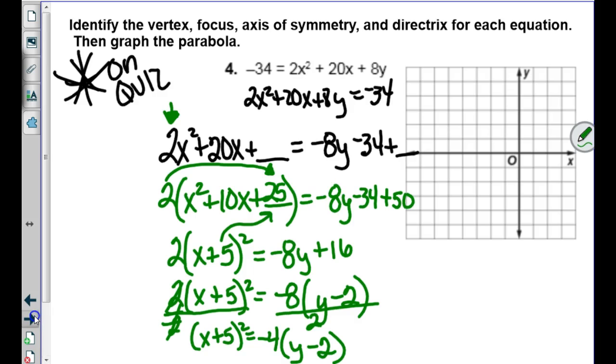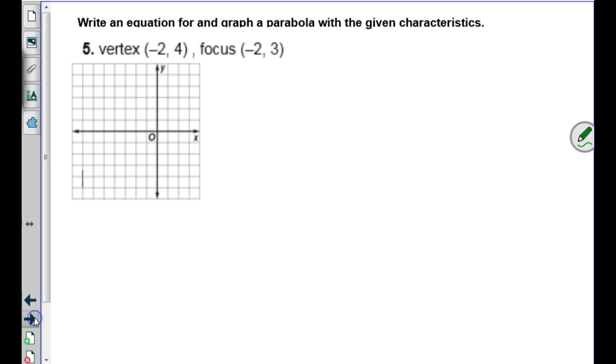All right, so the hard part was definitely completing the square on that messy one. If we have time, I'll do another one that looks like that. All right, but now we're going to practice writing the equation. The first one gives us the vertex and focus. So right away we know a whole bunch of stuff.